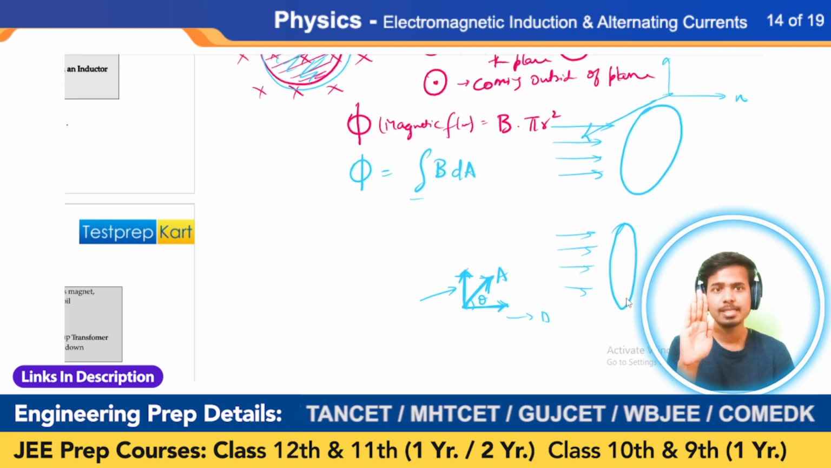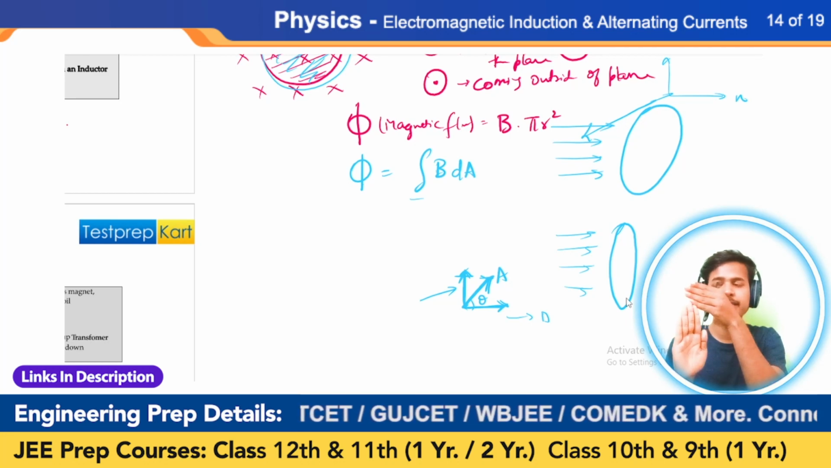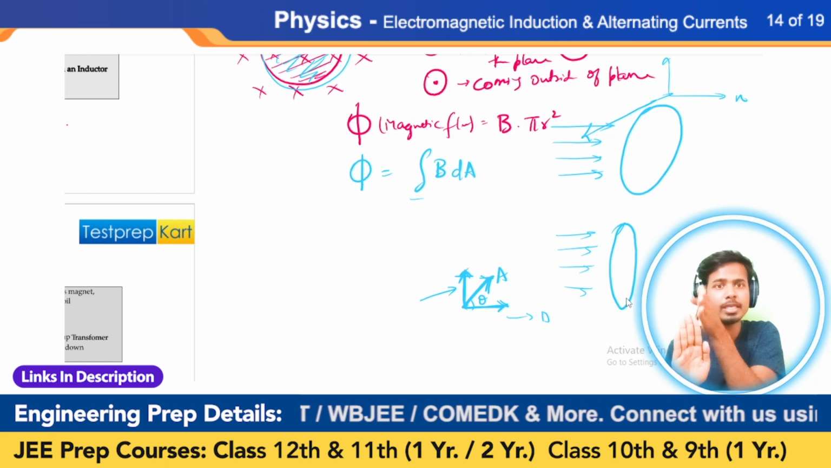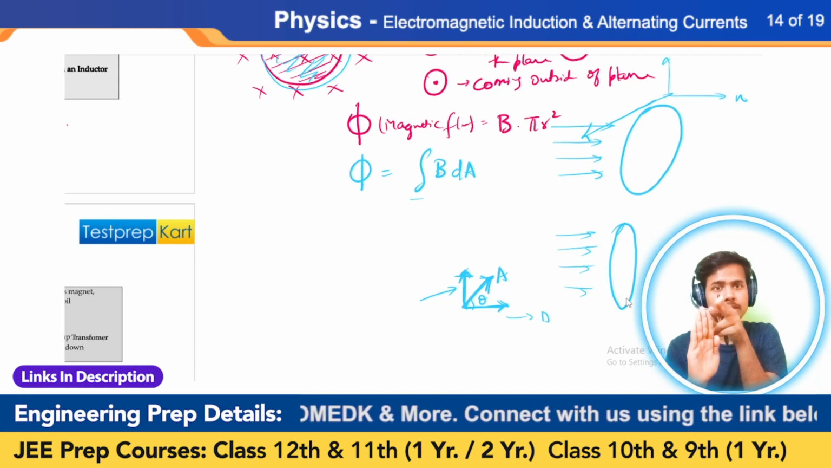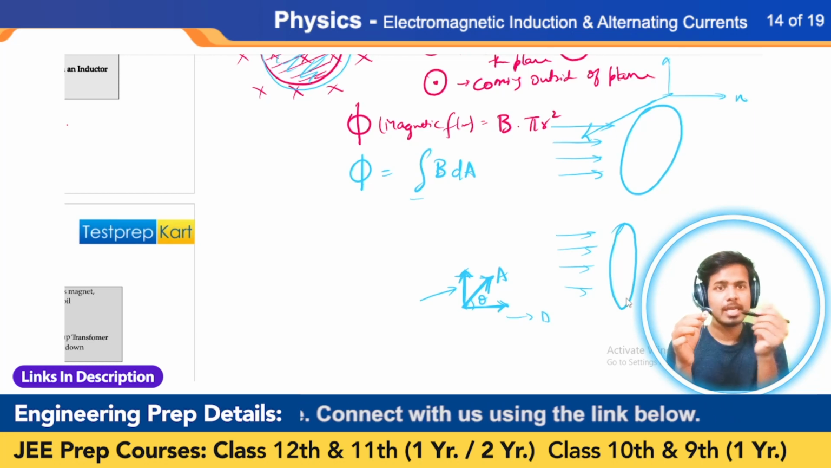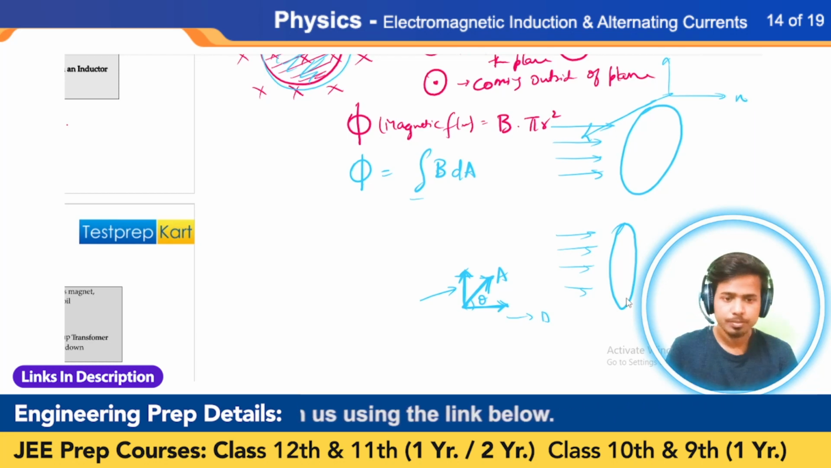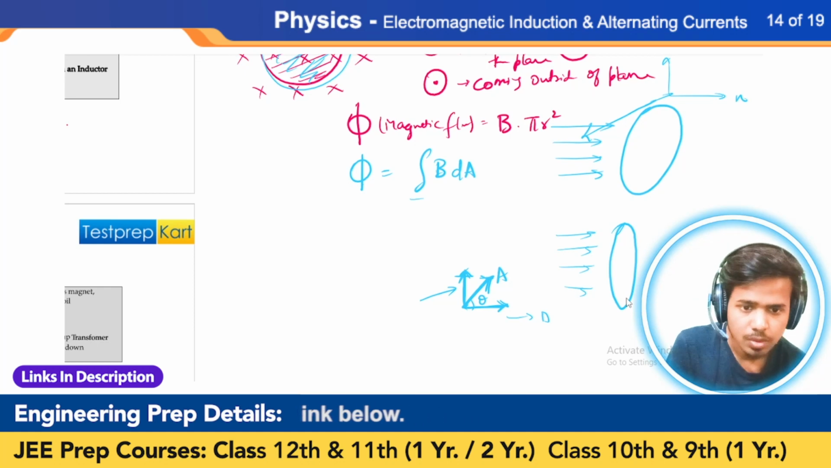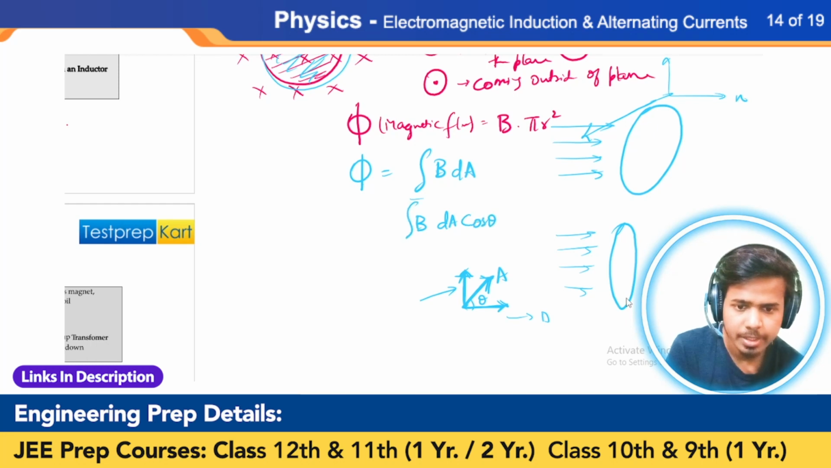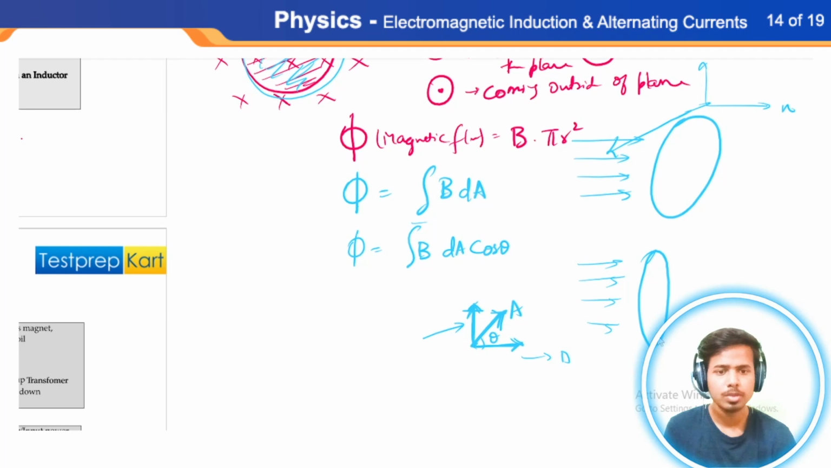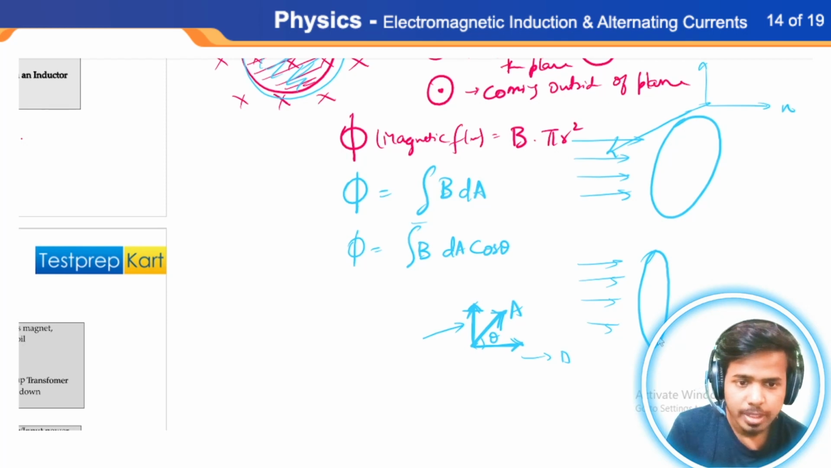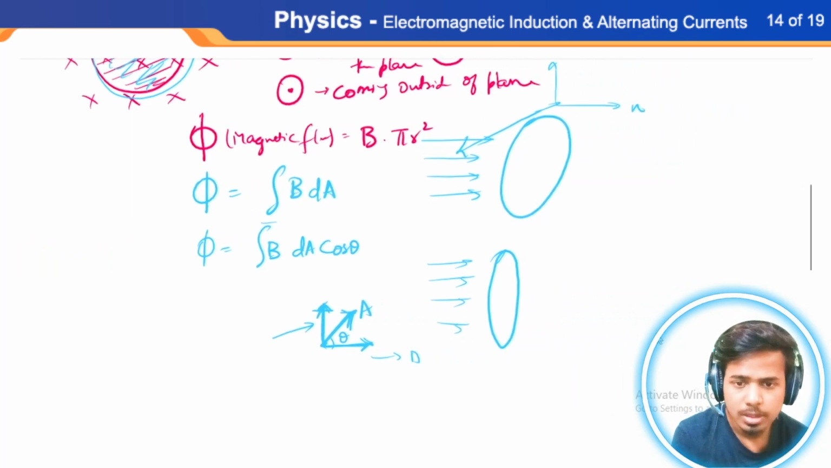Let's say if this is the case, then I have this area, I'll take a section of this area, component of this area in this direction, and the component which I have taken here, that will actually be perpendicular to the magnetic field. So what you'll do is basically integral of B dA cos theta, okay? Because component of this area in this direction is going to be cos theta, the angle between them is theta. So that was magnetic flux. I hope that was clear.